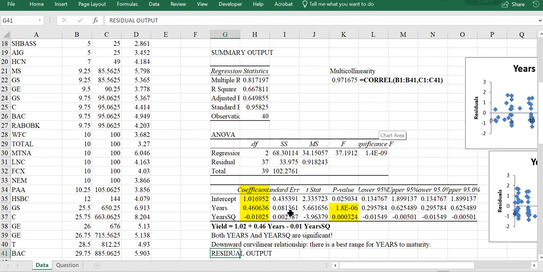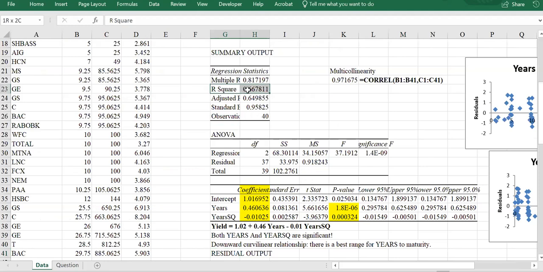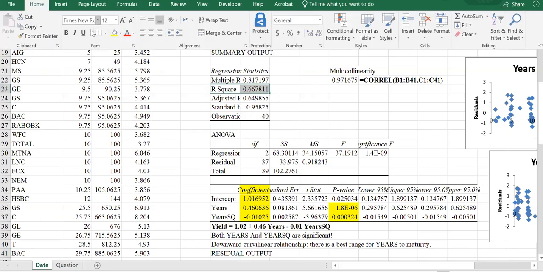All right. So the next part of this question, part C, create a plot. Wait, we're not done yet. Test the relationship between, how would you interpret this model? Yes, so we're almost done. How much of the variation in the sample values of yield is explained by this model? How much variation is explained? That's just the definition of R squared.